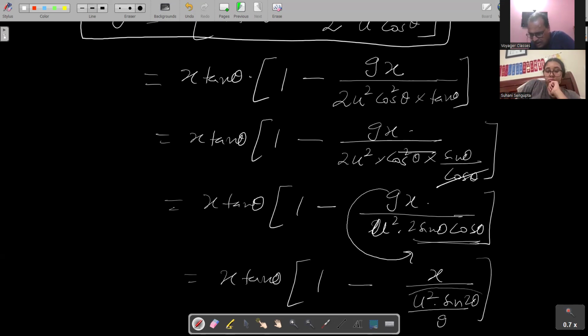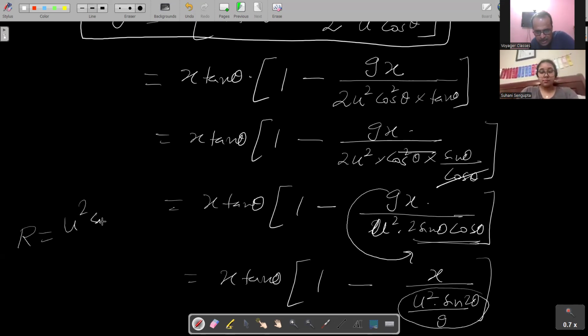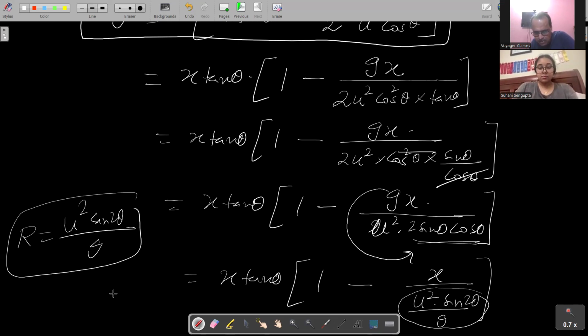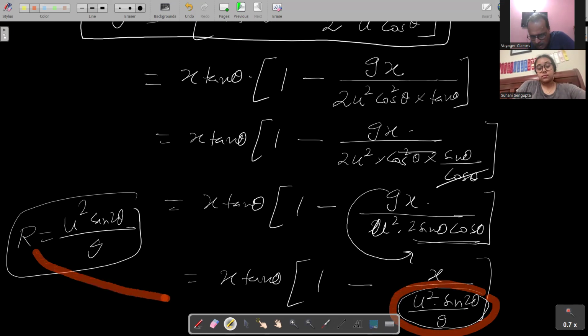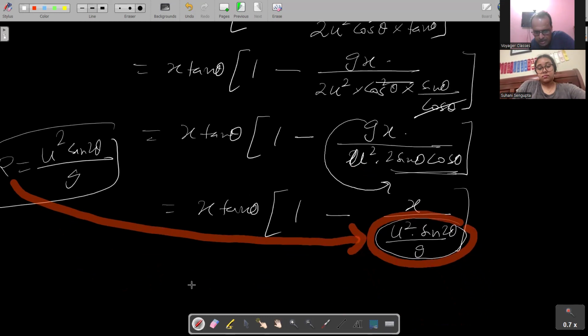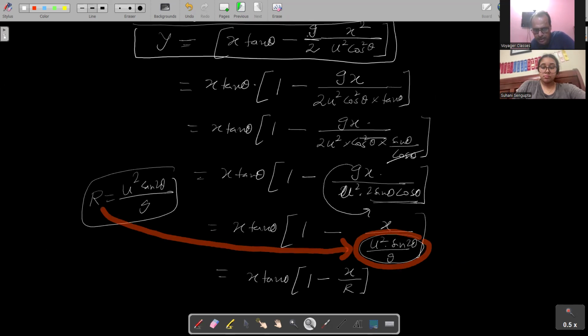Sir, what is this value? Yes, this value is R, that is u square sine 2 theta by g, we know. So what exactly we can do? This value we can replace with R. There is one problem they have given on this in your question paper. So this comes down to x by R. This is the way we can write the equation of trajectory, that important area.